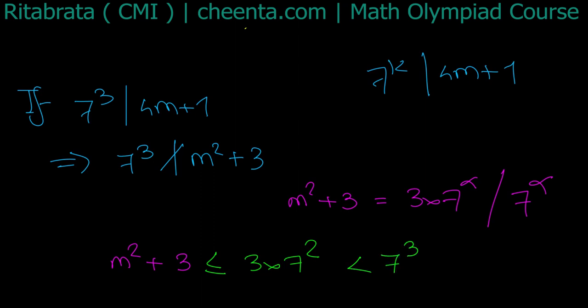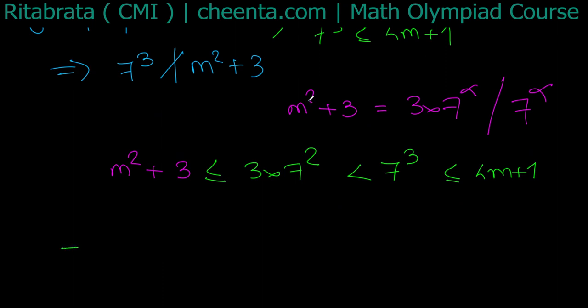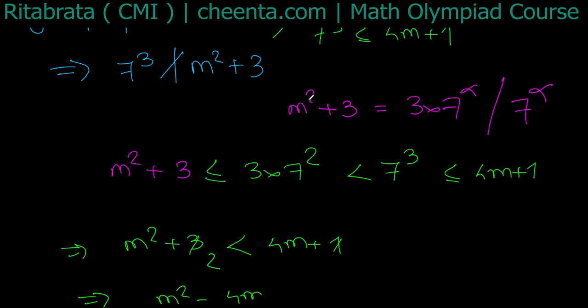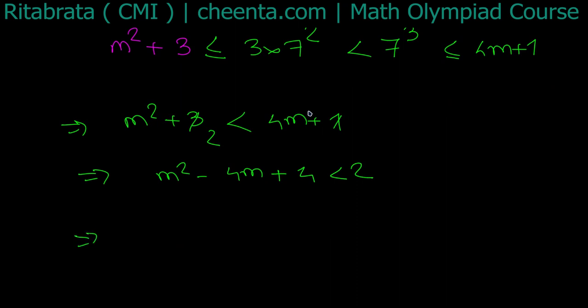And as 7 cube divides 4m plus 1, so 7 cube is less than or equal to 4m plus 1. So in this case, what do we get? That m square plus 3 is strictly less than 4m plus 1. That is m square minus 4m plus 4 less than 2, that is m minus 2 whole square less than 2.